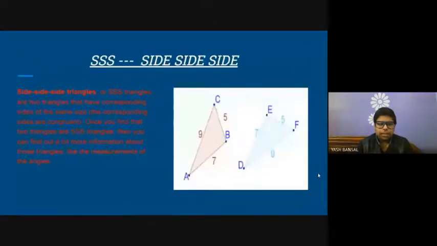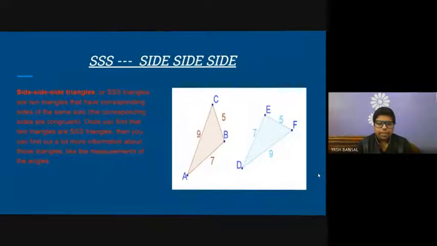SSS triangles are two triangles that have corresponding sides of the same size. Once you find that two triangles are SSS triangles, then you can find out a lot more information about those triangles, like the measurements of the triangles.